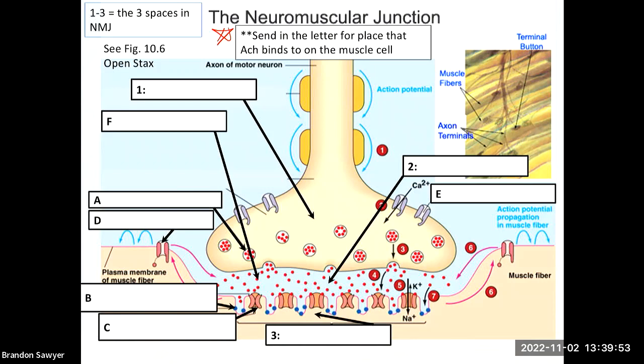So what do we call number 1? Presynaptic. Okay, and then we've got number 2. What do we call that one? The synaptic cleft, which is really just the space between the two. All right, and then what do we call the muscle side of that, number 3?